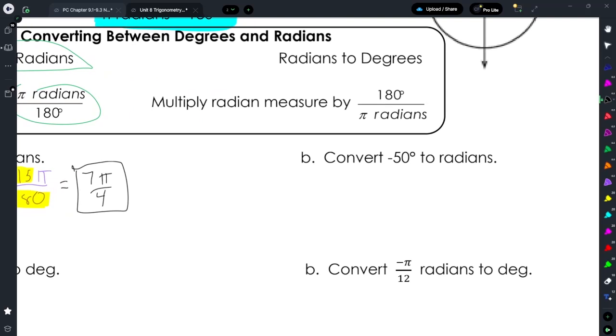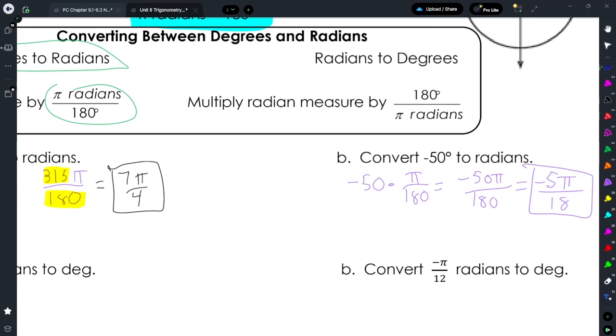Then letter B, convert negative 50 degrees into radians, so negative 50 times pi over 180. That's negative 50 pi over 180. And now we have to simplify negative 50 over 180. That's going to be negative 5 over 18. So the radian measure is negative 5 pi over 18.